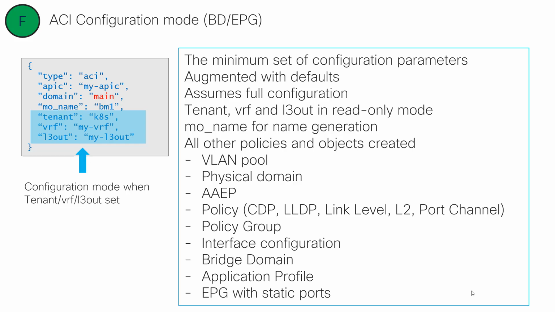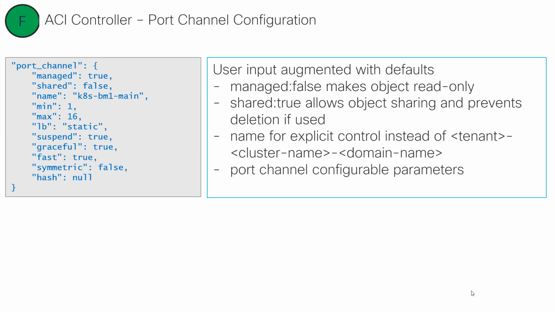BD/EPG configuration mode is where BGP is not enabled on ACI fabric and obviously not enabled on OpenShift cluster either. You do not have to rely on default values though. All policies and config details can be defined per controller in fabric JSON. Here we see the default port channel parameters that can be user-defined.